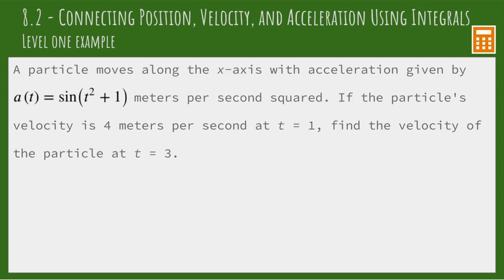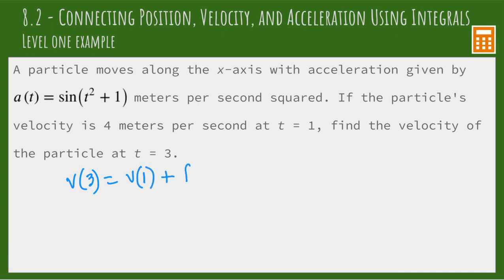In the second example, this time we're given the acceleration of a particle moving along the x-axis. The particle's velocity is 4 meters per second at t equals 1. We want to find the velocity at t equals 3. So we're looking for the velocity at t equals 3, so v of 3. We know the velocity at 1.